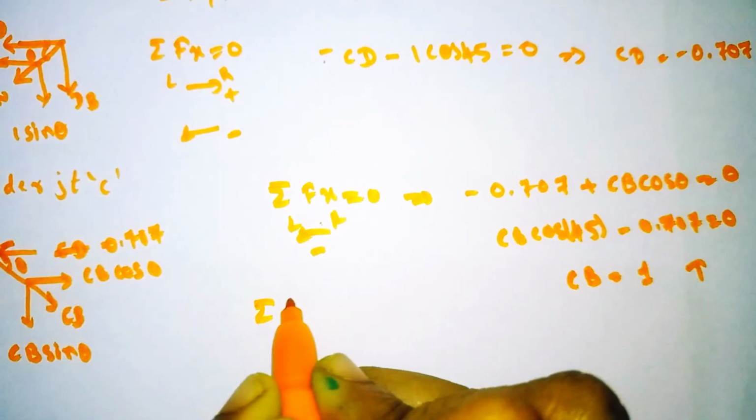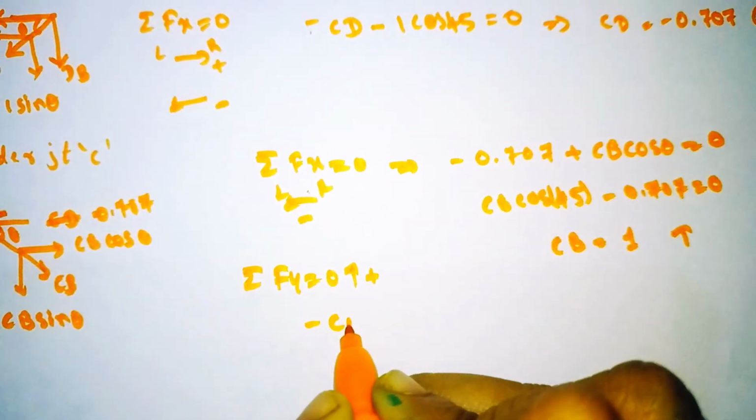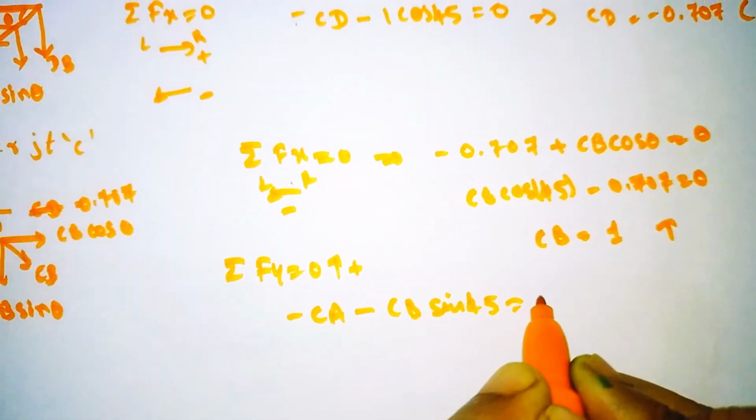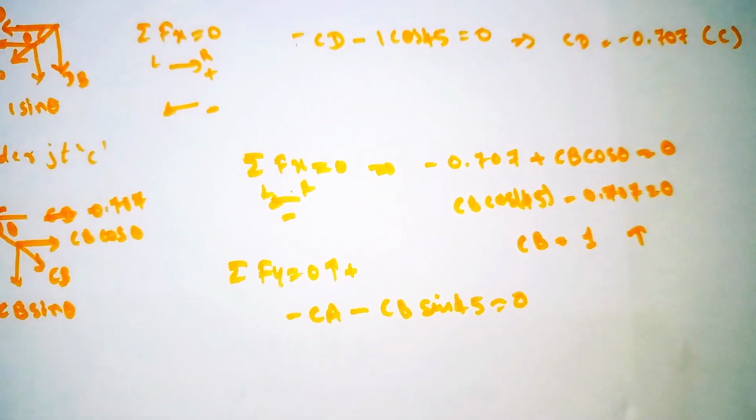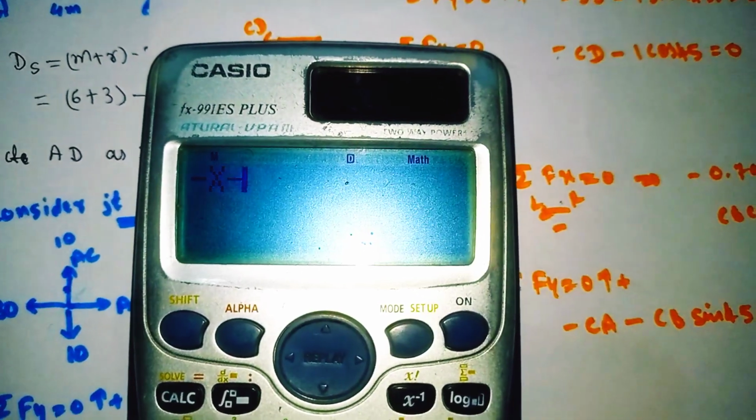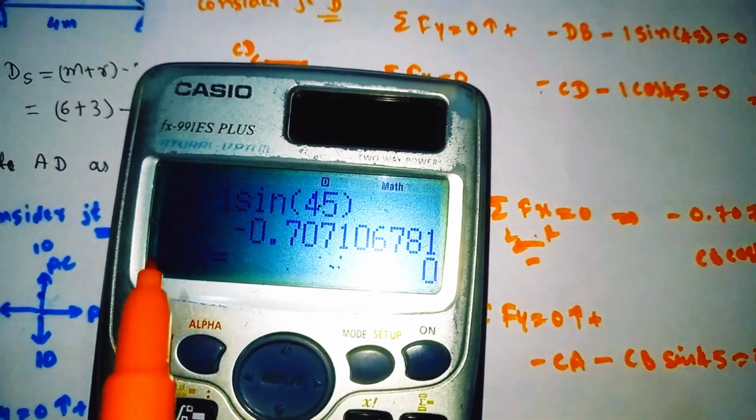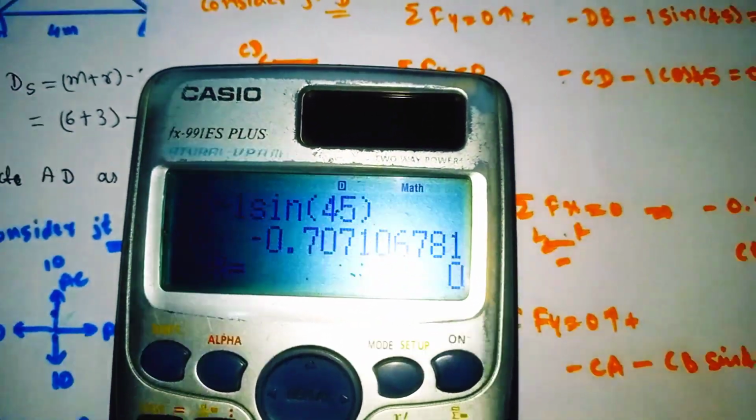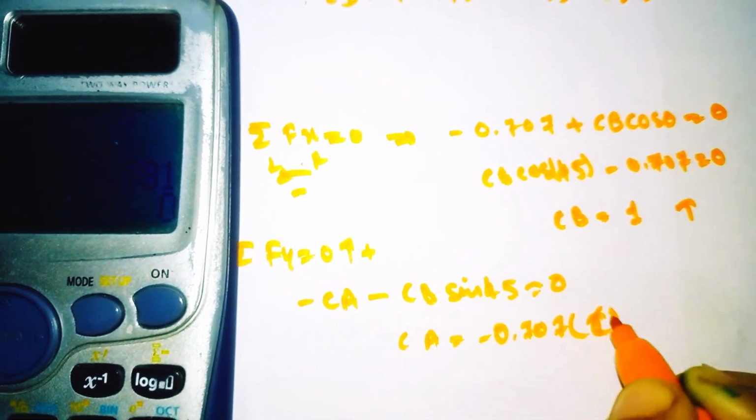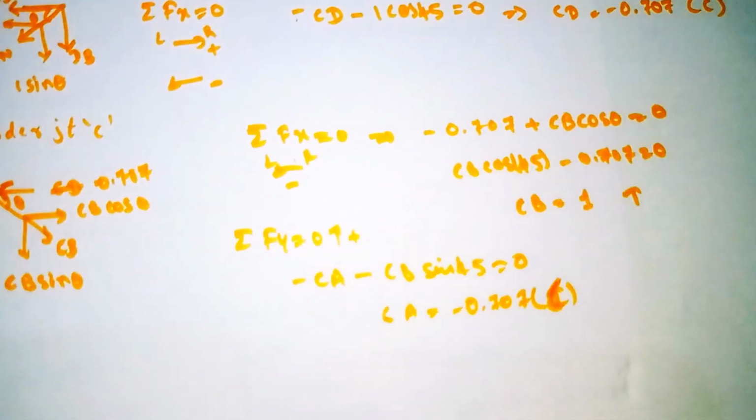Similarly, summation of all the vertical forces is equal to 0. Upward we need to take the positive. Here vertical force CA is moving downward, so minus CA, and CB sin theta is also moving down, minus CB sin 45 is equal to 0. CB value we got was 1, so put it here, minus CA is nothing but our x, minus CB is 1 sin 45 is equal to 0. So CA value will come out as minus 0.707. Minus means it is in tension. Sorry, it is in compression. Minus means compression.